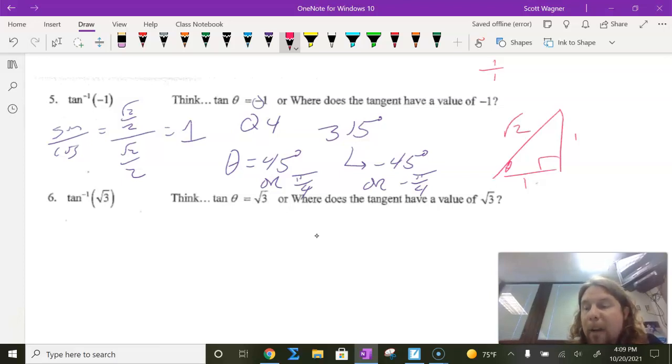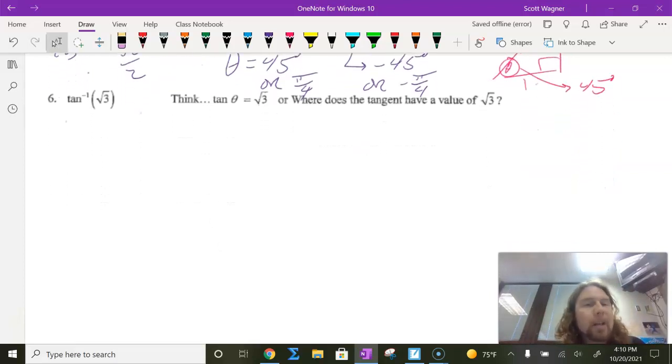So this looks like a 45, 45, 90 right triangle. So that tells me this theta right there has got to be a 45 degrees. But because it was a negative 1, I've got to be in quadrant number 4, and that's where I ended up with a negative 45 degrees. So a couple different ways to kind of go about doing that.